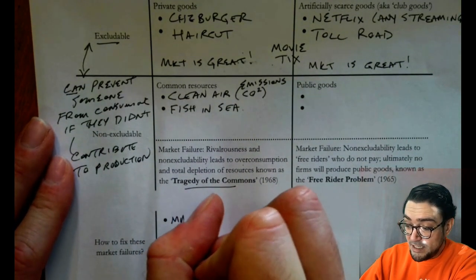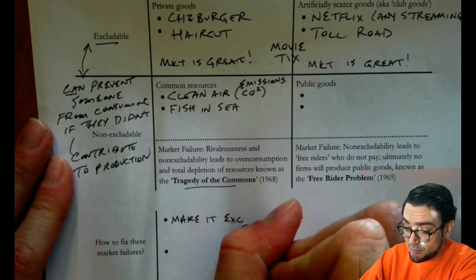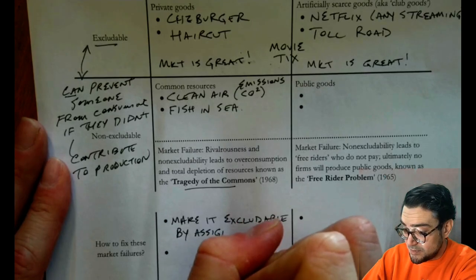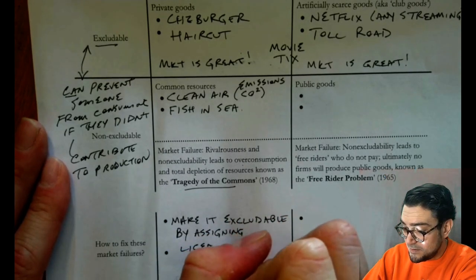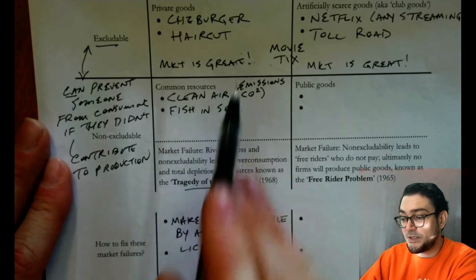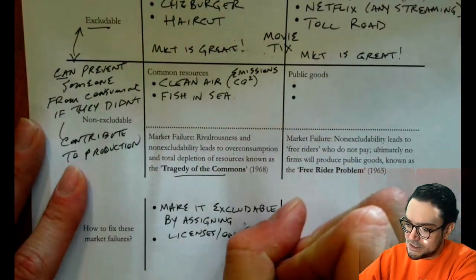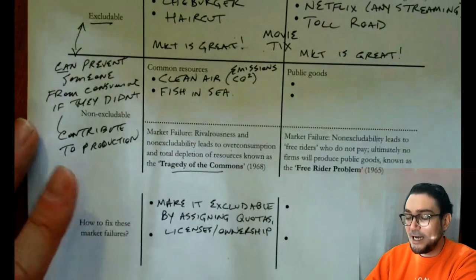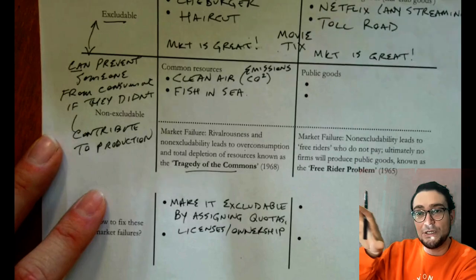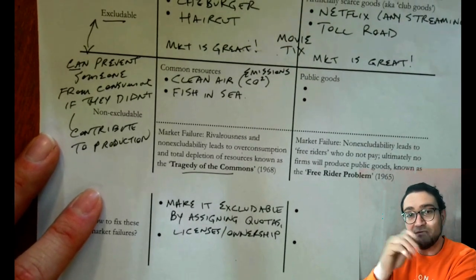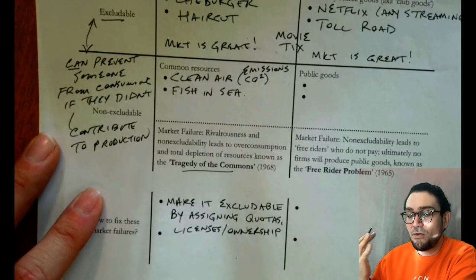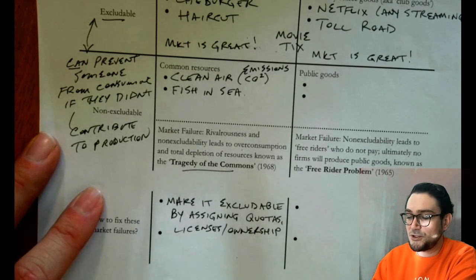Well, we could make it excludable. We could make it excludable by assigning licenses or ownership. Now, it's a little hard to do that with things like clean air, but you could do it with fish in the sea, right? We could assign quotas and say you get a license to fish and you can only fish this much fish. We could say you're allowed to fish in this area and you're allowed to fish in this area. So if we divide up the area of where the fish are, the problem is the fish go from one area to another. So it's really hard to make sure that someone isn't overfishing in that sense.